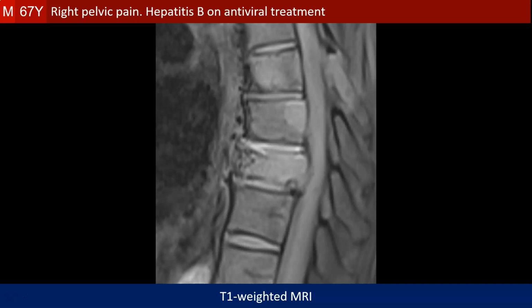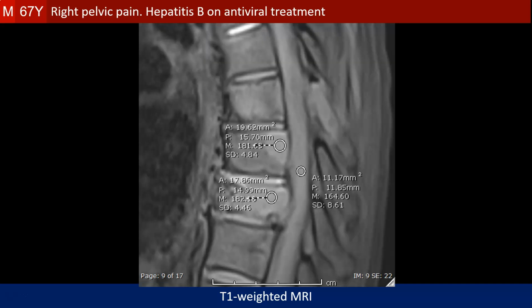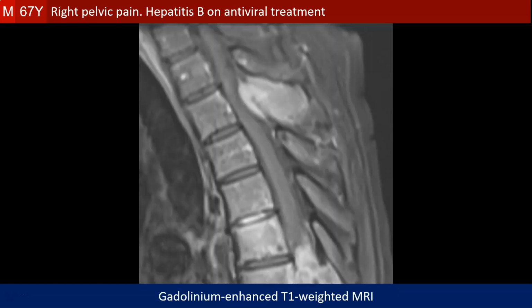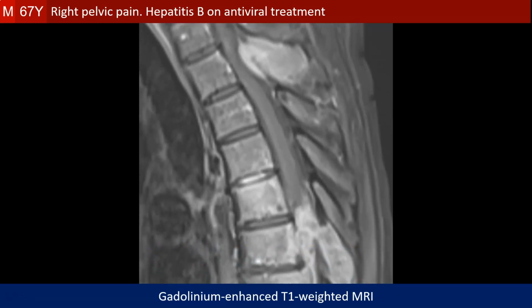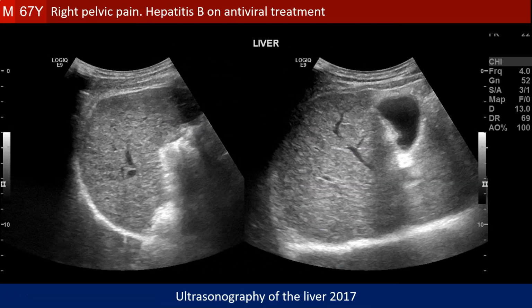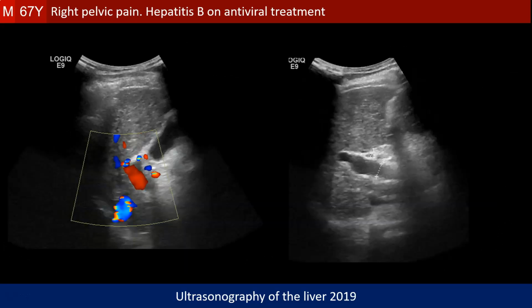The second reason is the presence of hepatitis. This is the measurement of the signal intensity, showing the higher signal intensity of the lesions in relation to the spinal cord. And this is the appearance of the lesions after injection of contrast agent. The patient has been followed up by ultrasonography screening for hepatocellular carcinoma since 2017, but he was not consistent with his ultrasonography appointments. He missed 2 years, came again in 2019 for an exam which did not show hepatocellular carcinoma.